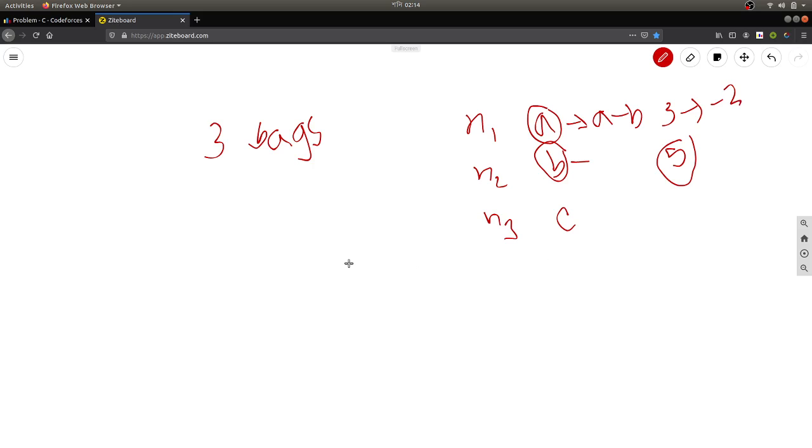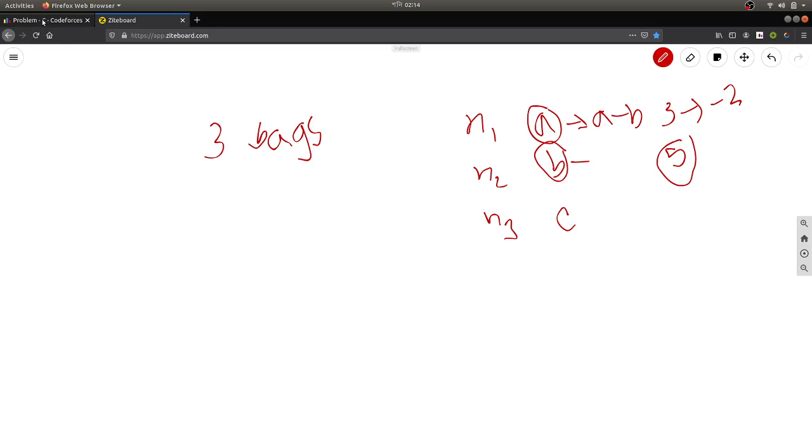So in this problem, at the end of the day there will be only one element left in one of the bags, and our goal is to maximize that one element. There will always be a way to get one element, no matter what the 3 bags contain.